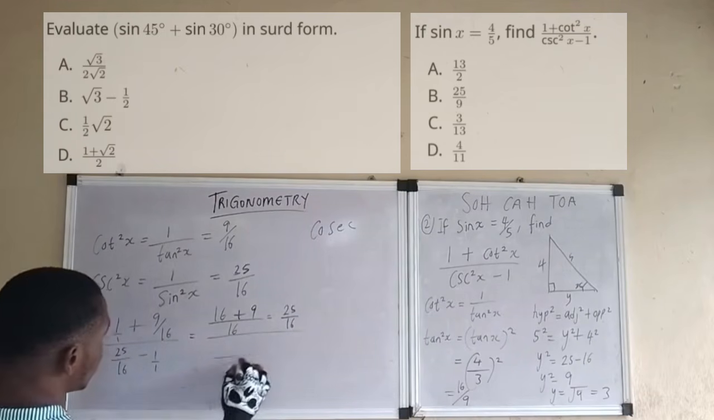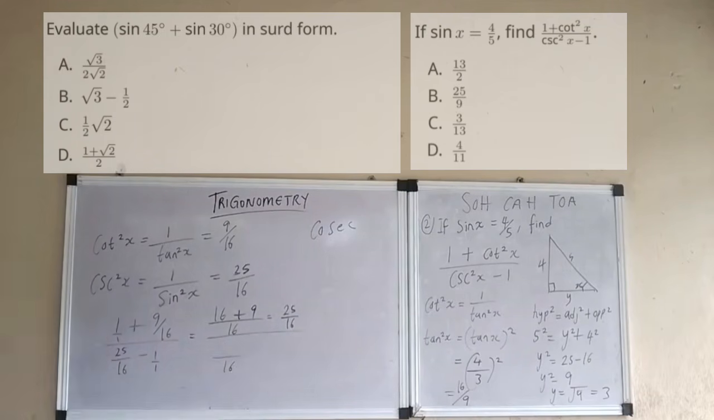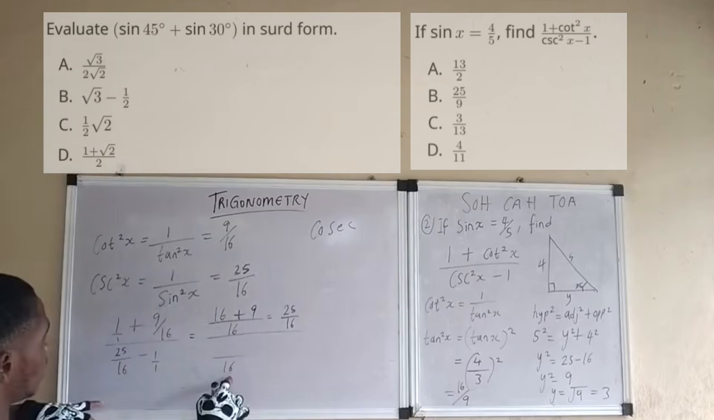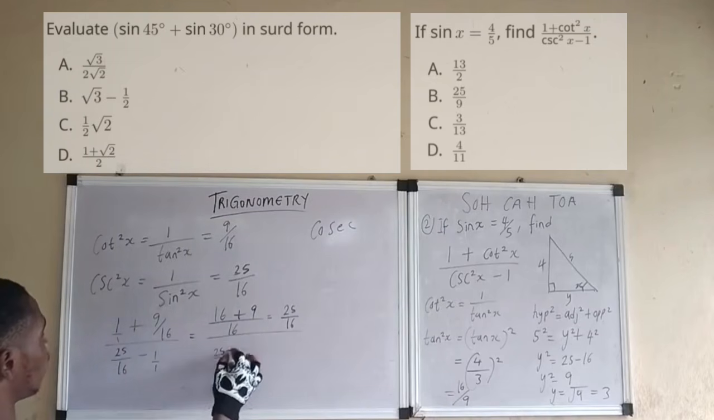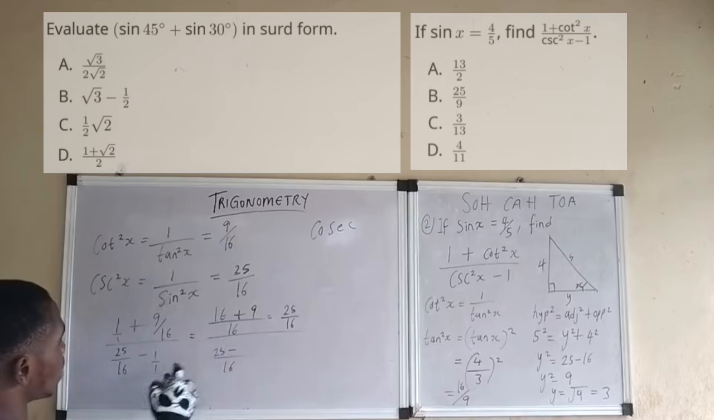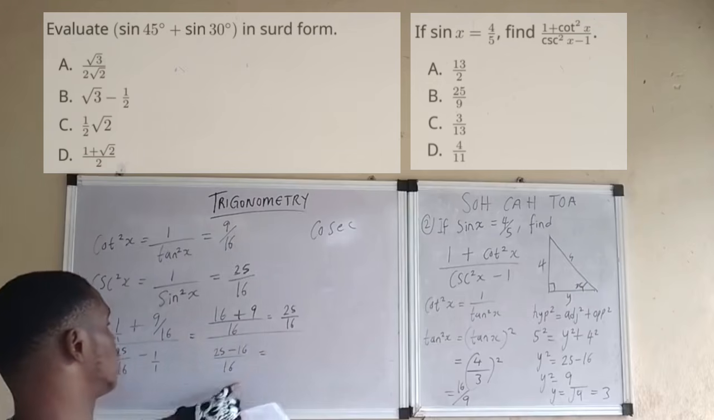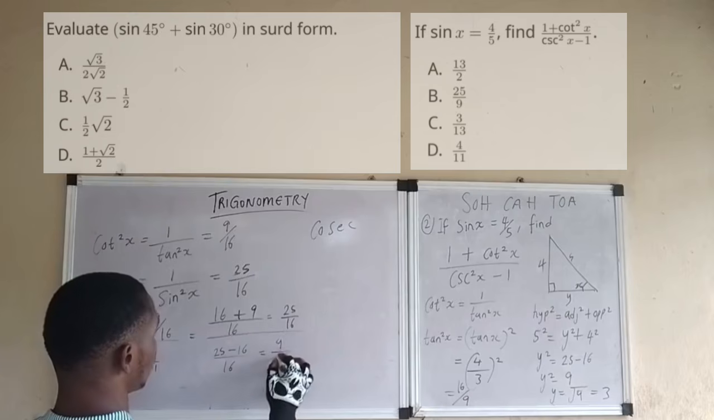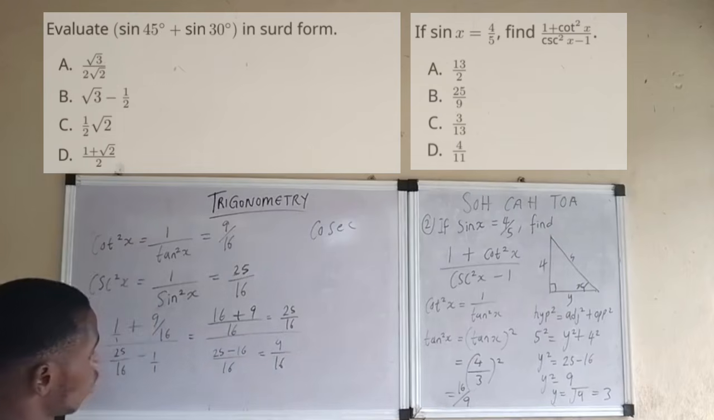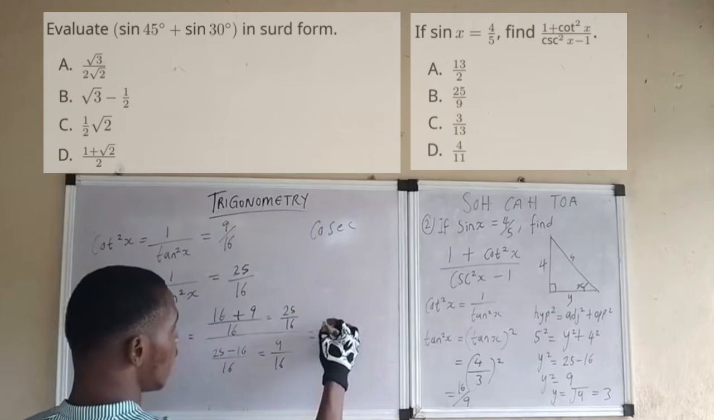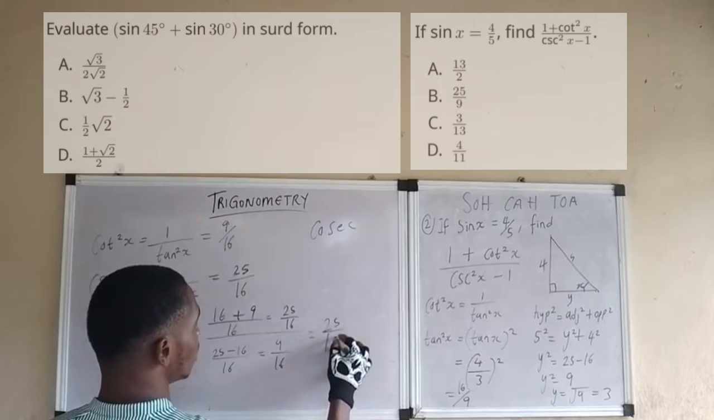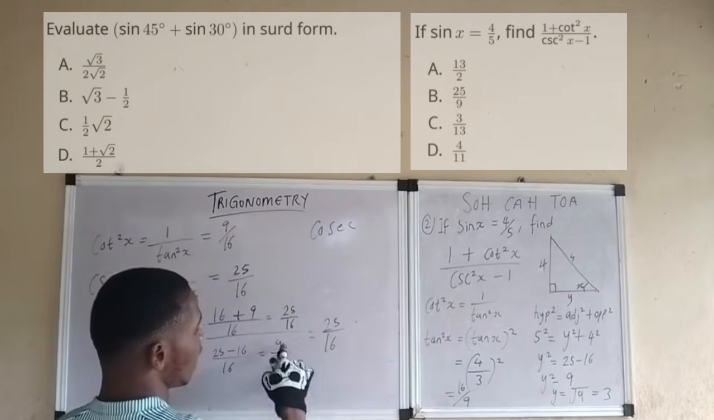The LCM is also still 16. All right. Then 16 divided by 16 is 1. 1 times 25, 25. Minus 16 divided by 1 is 16. 16 times 1, 16. So this is 25 minus 16, which is going to give us 9 over 16. So we are left with 25 over 16 divided by 9 over 16.